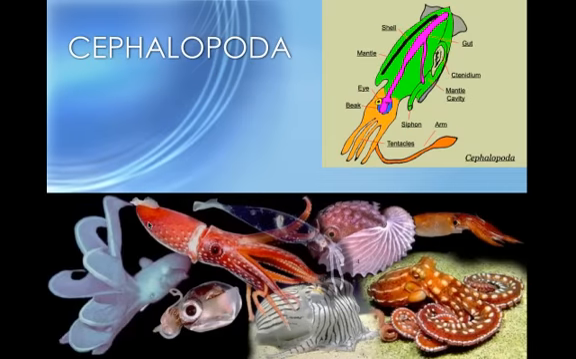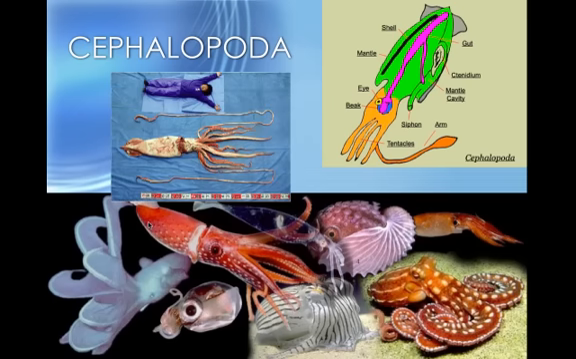The next class are the cephalopods. These include squid, octopus, cuttlefish, and nautilus. They have a beak-like jaw to bite their prey. Their mouth is surrounded by tentacles. Squid have an internal shell. Octopus have no shell. The giant squid is the largest invertebrate. It can be up to 17 meters and 2 tons.